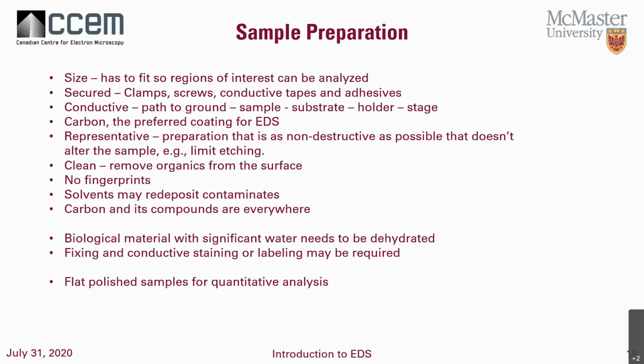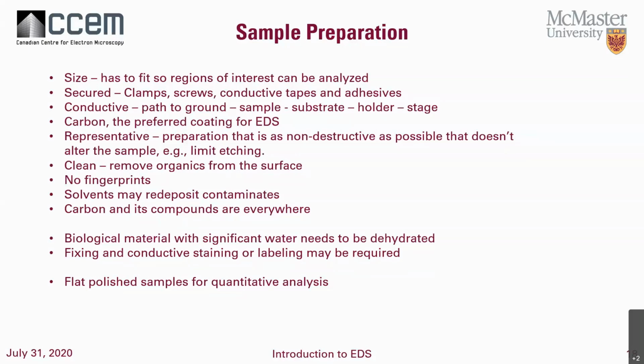Also, we usually need to kill off the biological material, so we might have to fix it and attach it to surfaces. Conductive staining is sometimes used, so we might be adding a heavy metal like osmium, or we might be doing labeling with gold nanoparticles. We may be looking at EDS for where these things have stained or where the labeling is, to identify structures.